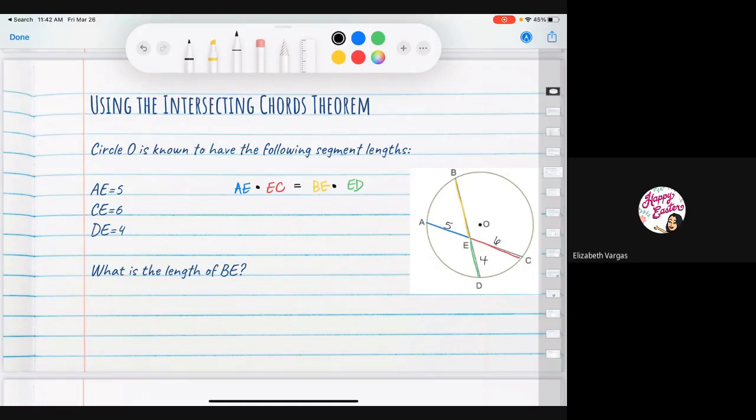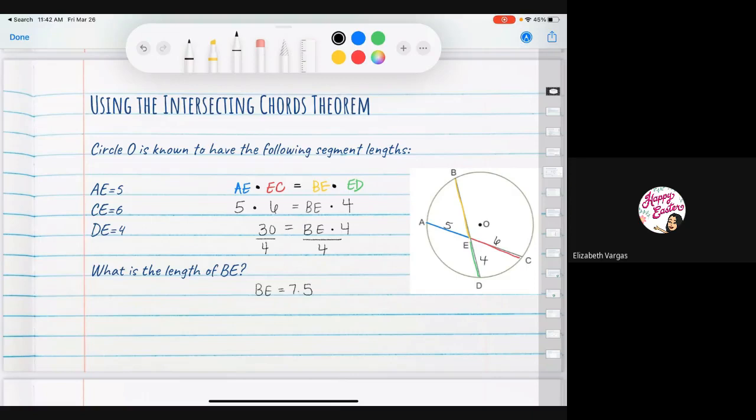Okay, and so now we can plug in the different values we have. We know that A to E is 5, E to C is 6, B to E we don't know, and E to D is 4. So basically, we're asked to find the missing length of B to E. I'll just plug this in so we can see it a little better. We're looking for the length of BE. 5 times 6 is 30. How do we isolate BE? Well, we divide by 4, which tells us that BE is equal to 30 divided by 4, which is 7.5.